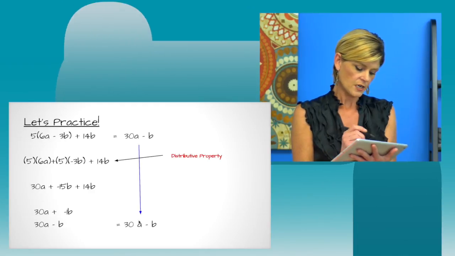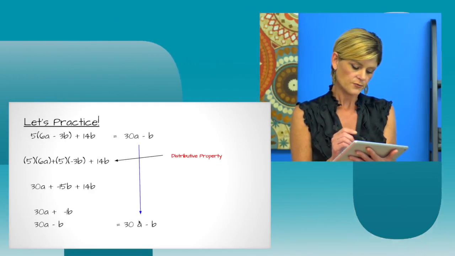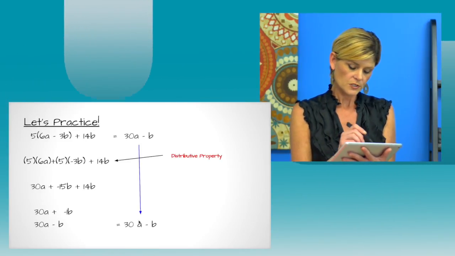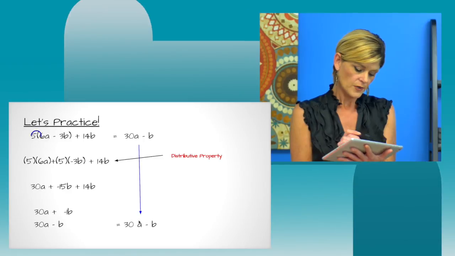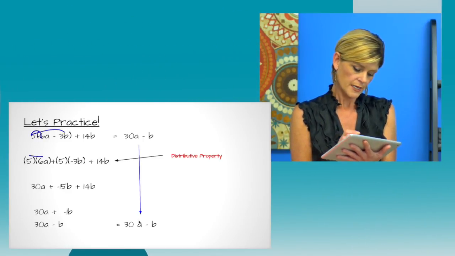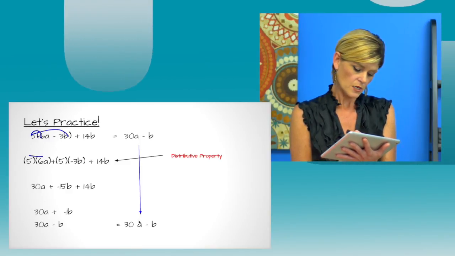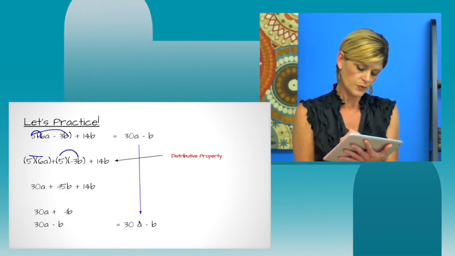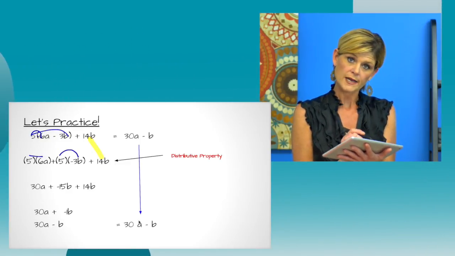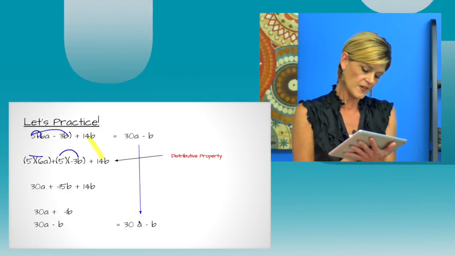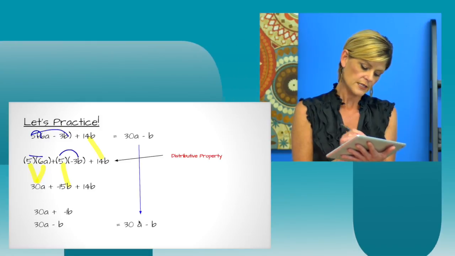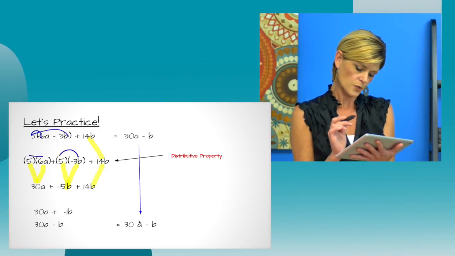We've got 5 times 6a minus 3b plus 14b. Does that equal 30a minus b? First thing we want to do is our distributive property. 5 times 6a is here, minus 5 times 3b, negative 3b, plus 14b. I'll just bring this down here. All right, now we're just going to multiply. That's what the order of operations tells us to do. 5 times 6a equals 30a. 5 times negative 3b is negative 15b. Bring on down our 14b.